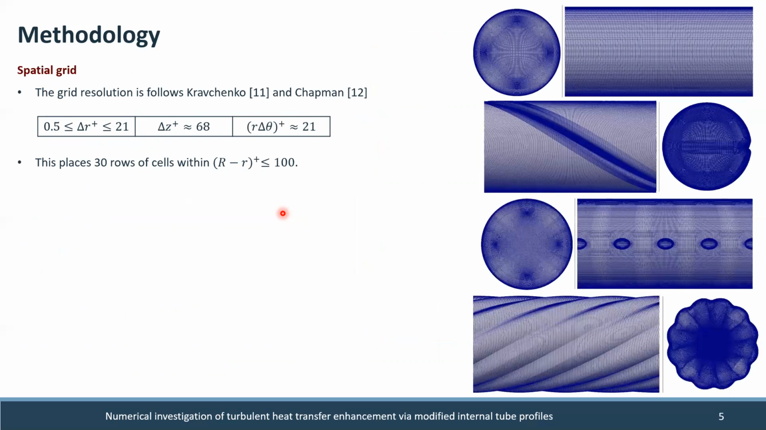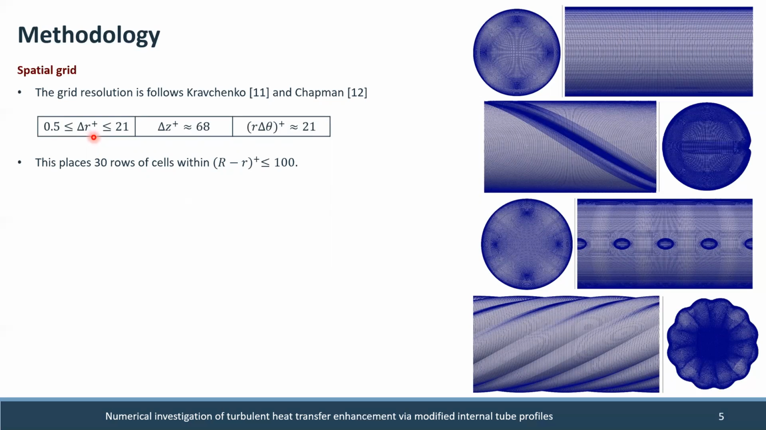Here you can see the grid systems that we have for these 4 cases: the unprofiled tube, the coil insert, dimple tube, and the corrugated tube. The grid resolution is followed based on the suggestions of Kravchenko and Moin for LES simulations. Delta R plus is between 0.5 and 21. The grids are structured and they are very fine close to the wall, around 0.5.